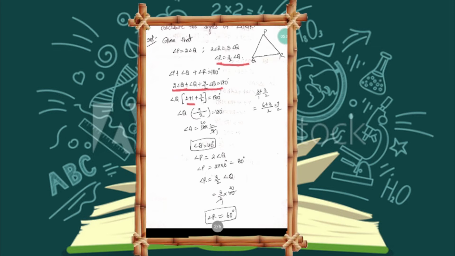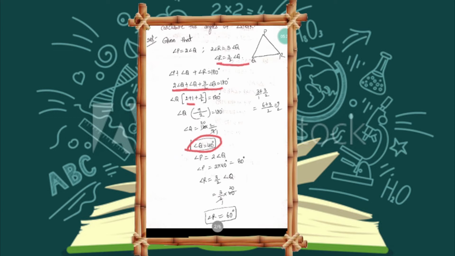Angle Q equal to 180, with 9 by 2 transposed from LHS to RHS, it converts to 2 by 9, children. 9 ones are 9, 9 twenties are 180. So 2 twenties are 40. What is angle Q? Here we get angle Q is equal to 40 degrees.